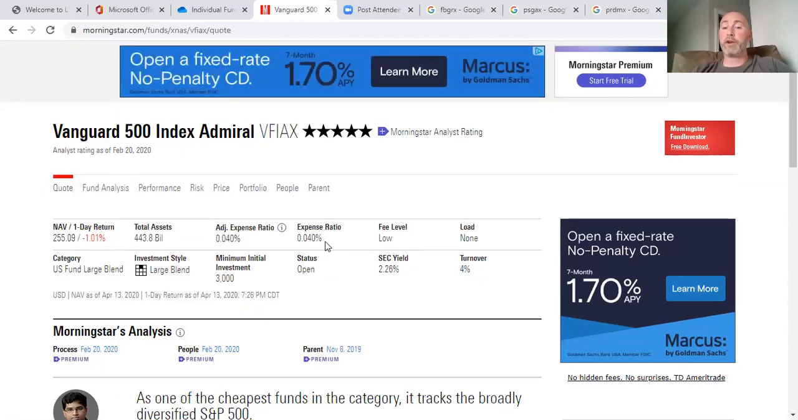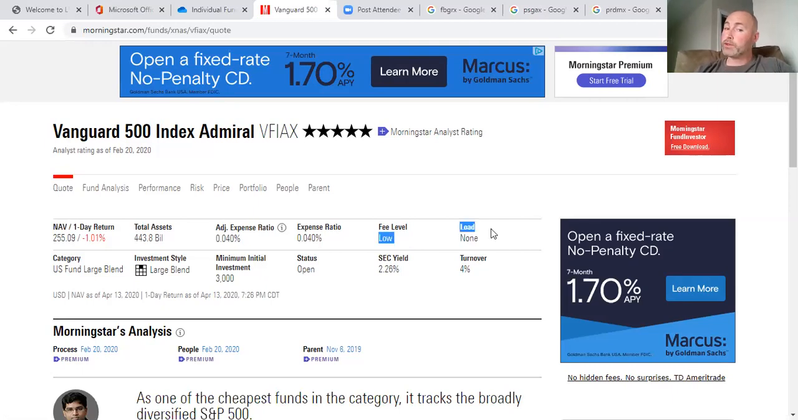0.040, okay, very, very low. Remember yesterday's was like 2.5%. This is like less than half of 1%. And it'll tell you right there, the fee level is low. That's good. We don't want to give away our money if we don't have to. So the fee structure is pretty low on that.